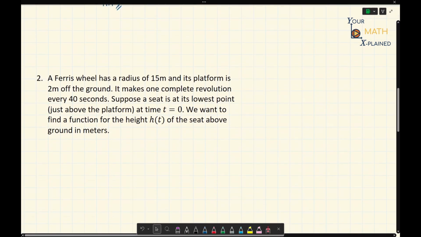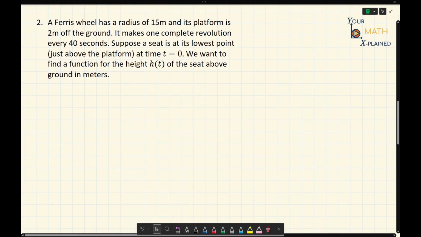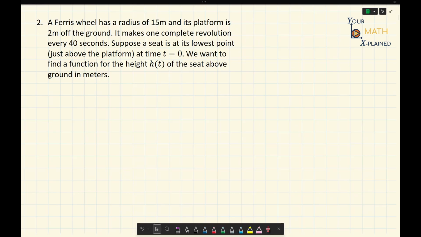Now the next problem, we are working with a Ferris wheel. And we're going to follow the exact same steps. We're going to highlight the important information in this question, and then we're going to draw a graph to model the situation. So our Ferris wheel here has a radius of 15 meters. And the platform is 2 meters off of the ground. It makes one complete revolution every 40 seconds.